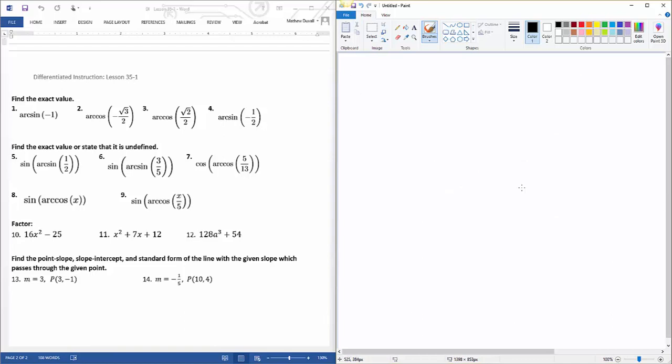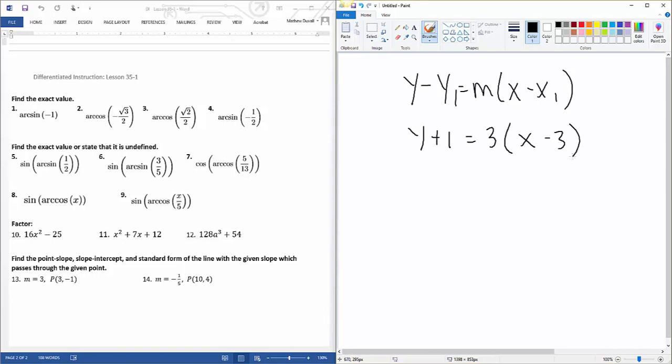The next one, it says find the point-slope, slope-intercept, and standard form of the line. So remember, y minus y1 equals m times x minus x1. That's your point-slope form. You always start with this. And now you have to turn it into y equals mx plus b and ax plus by equals c form. So I'm just asking you to turn it into all those other forms.